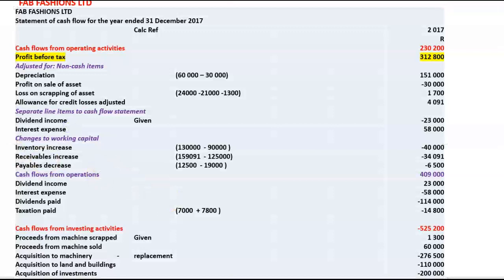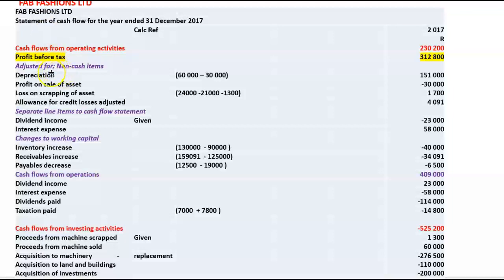Now this is the only question that you had where you have to do it in that fashion. And I think it's extremely good that you go and look at it, make sure that you understand it, because it's for sure not the last question that you're going to come across where you're going to have to calculate this profit before tax, and you're going to follow this route in order to derive it.